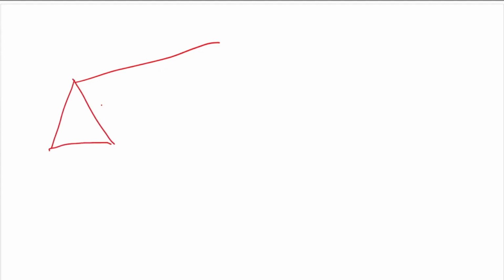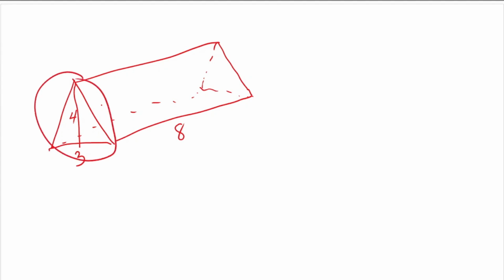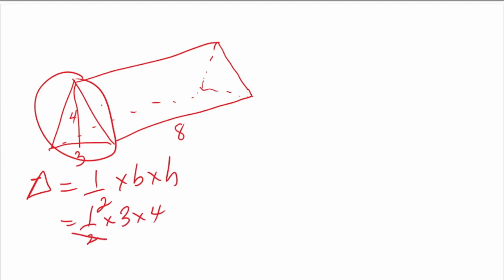Given this, we now have another one here. So this is given as 4, this is 3, and this is 8. They ask you to find the volume of this. The first thing you need to do is to calculate the area of the triangle. And what's the area of the triangle? The area of the triangle will be half times base times height. That is half times 3 times 4. 2 here, 1; 2 here, 2. So that gives us 6.